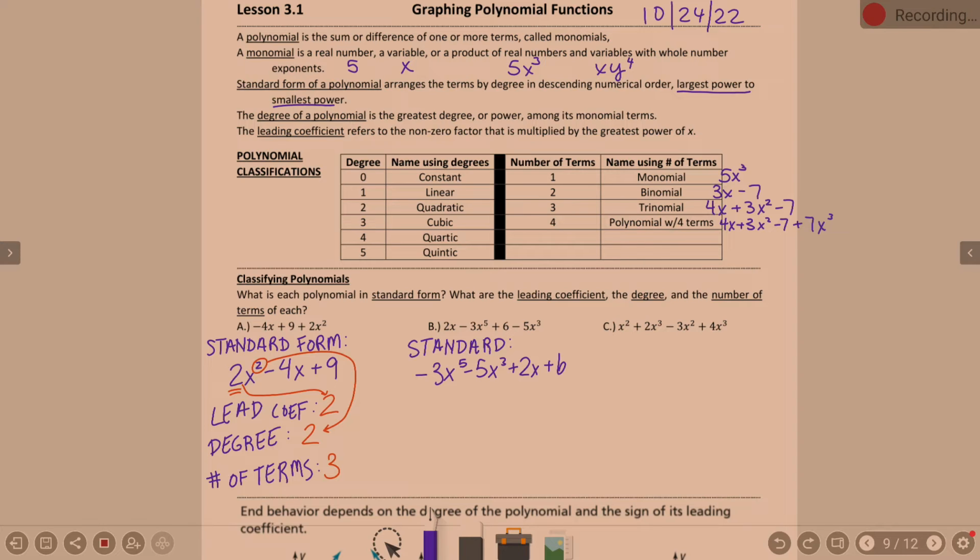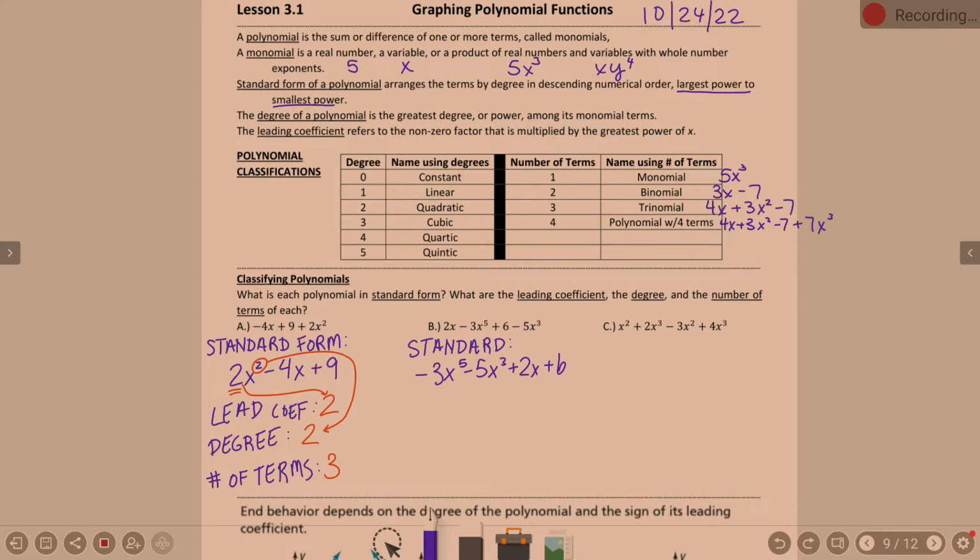Okay, standard form. 3x to the fifth is your highest power, so it's negative 3x to the fifth, then minus 5x cubed, plus 2x plus 6, because my powers go 5, 3, 1, and 0.